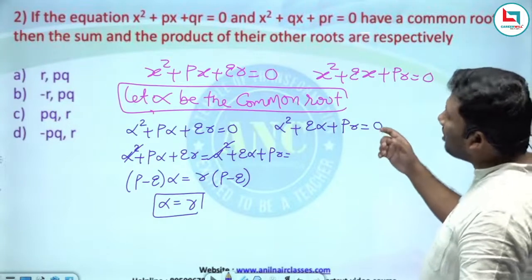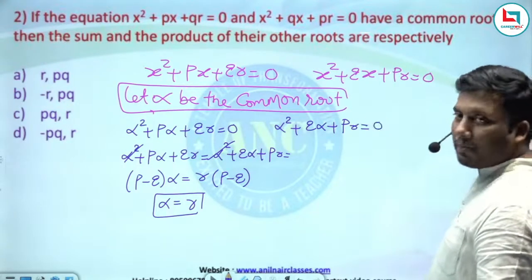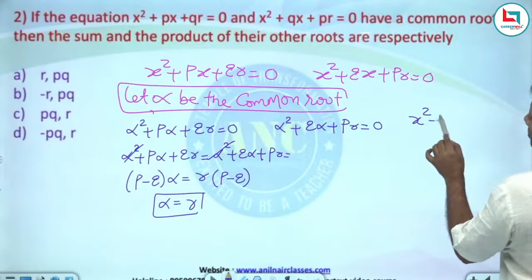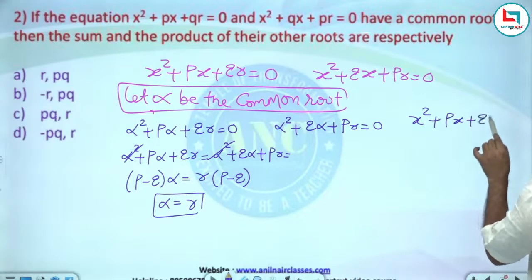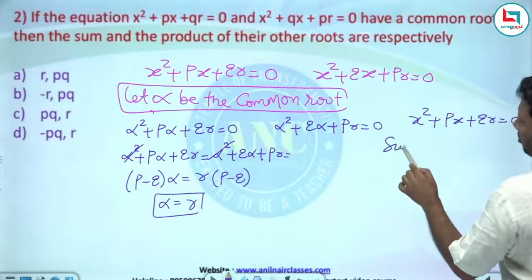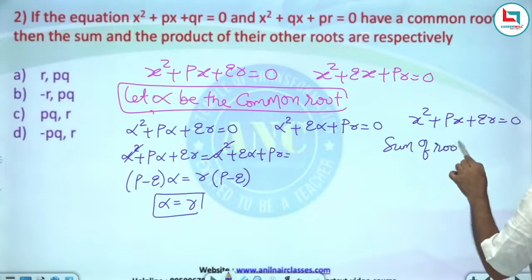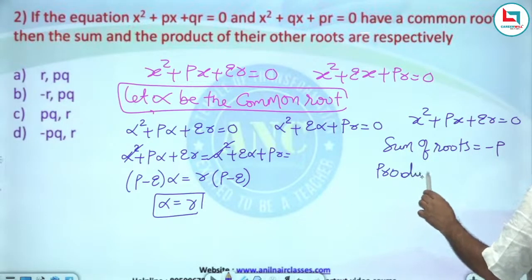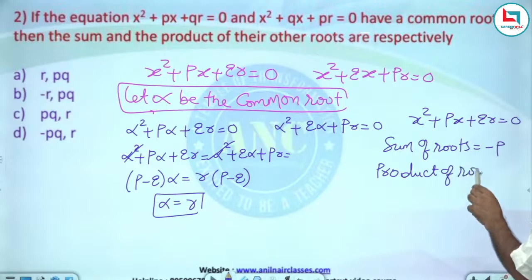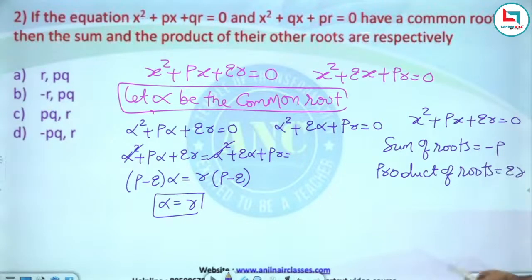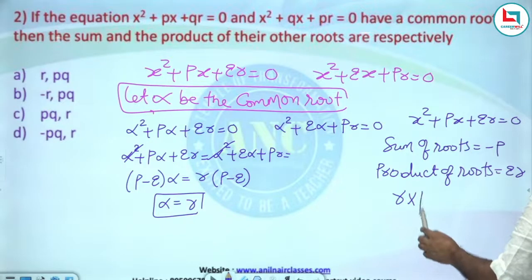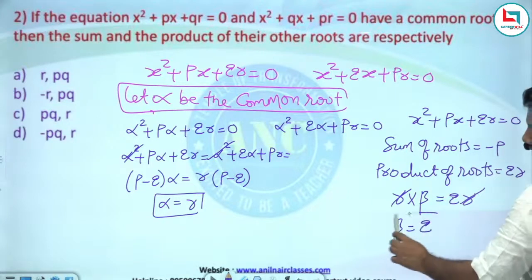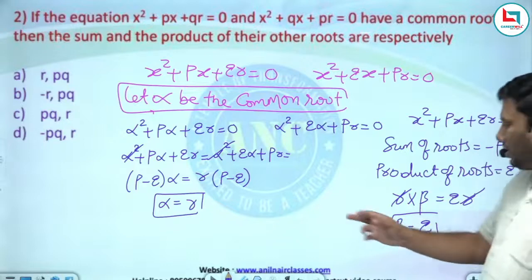Now what is the question? First equation is x square plus px plus qr equivalent to 0. Sum of the roots is given by minus p. Product of the roots is given by qr. The first root is r, let me take the other root as beta, so r into beta equivalent to qr. R cancels, so beta equivalent to q. That means the first equation has got roots r and q.